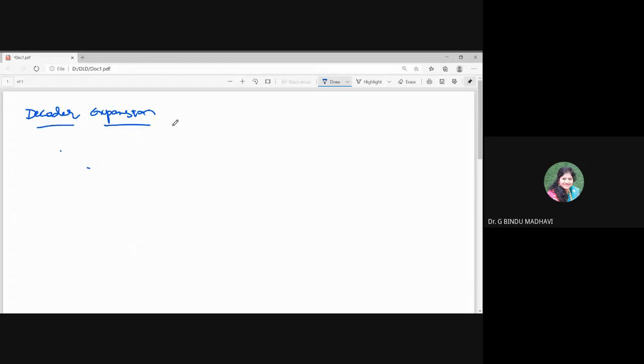Of the decoder. So what is meant by expansion of the decoder? To increase the decoder's capacity, to increase the output capacity of the decoder. How to increase? That means, for example, we are having 2 by 4 decoders. We don't have the 3 by 8 decoders with us, but I want to connect 3 inputs and get the 8 outputs. Is it possible or not?